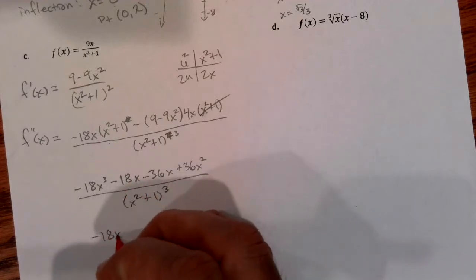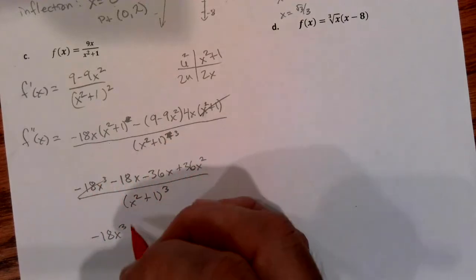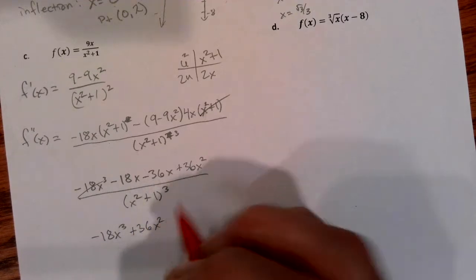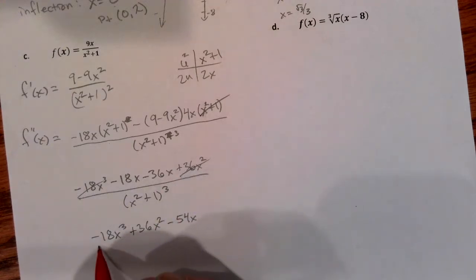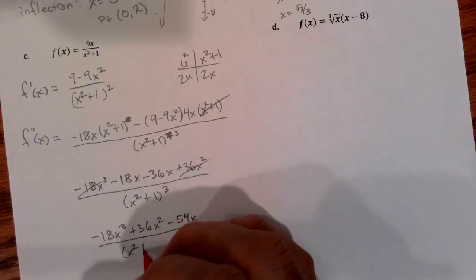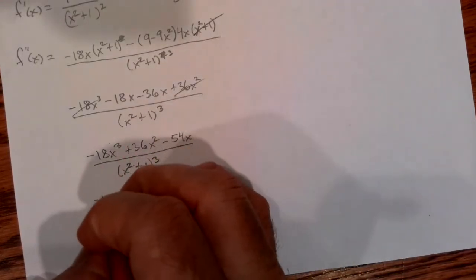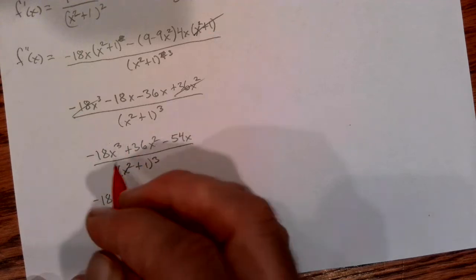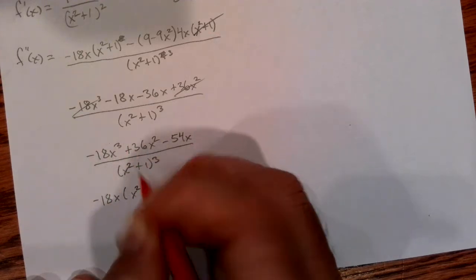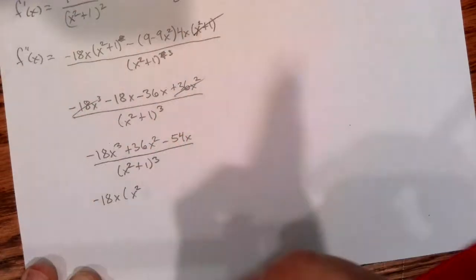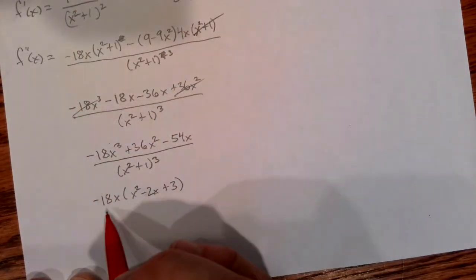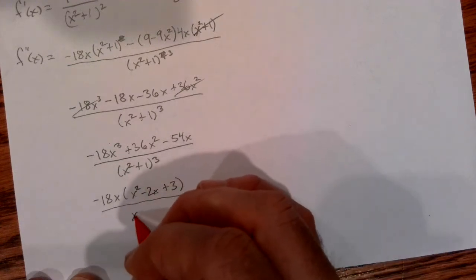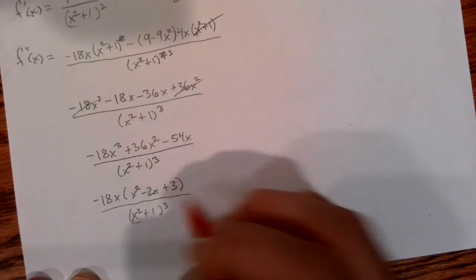Negative 18x cubed plus 36x squared minus 54x all over x squared plus 1 cubed. And if I factor a negative 18x out of the top, notice I'm left with x squared minus 2x plus 3 over x squared plus 1 cubed.